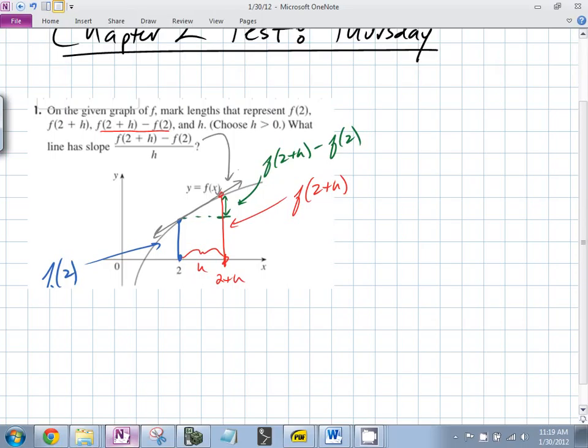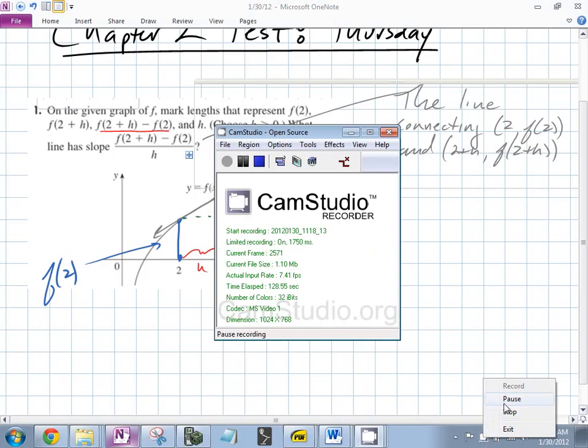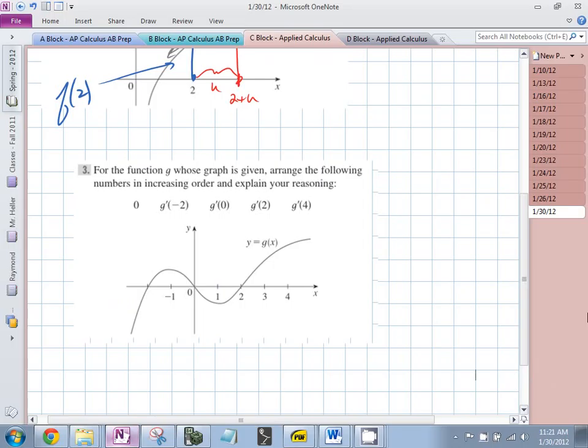So all we have to do is just like that. The line. Yeah, you could say it like this to be super specific: the line connecting, but you need a point. So you have to say connecting 2 comma f of 2 and what's the other point? 2 plus h comma f of 2 plus h. There it is. What line has that slope? That line has that slope right there. You're just interpreting.